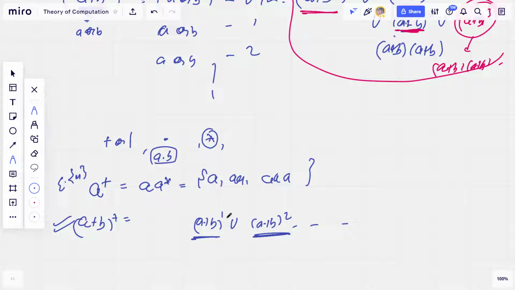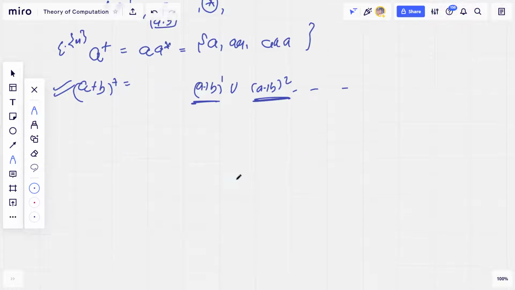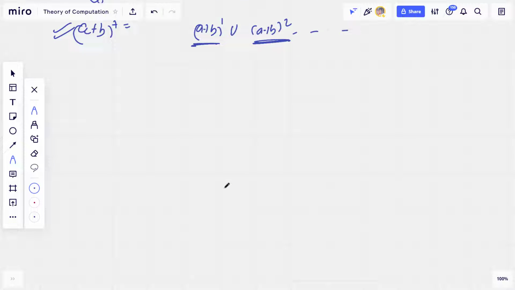Cool. Now let's solve some questions. One question is: let's say I have an alphabet {0, 1}, and I want to create a regular expression for a language in which every string ends with 3 consecutive ones. So I want to create a regular expression for a language which contains strings defined on this alphabet, and they all should end with 3 consecutive ones.